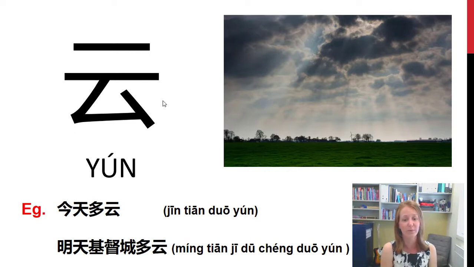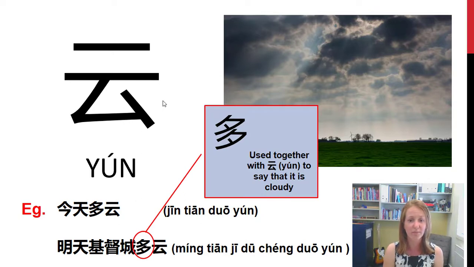Another example, 明天 Jiducheng duo yuan. Jiducheng is the word for Christchurch. So the sentence is saying that tomorrow Christchurch is going to be cloudy. This duo is used together with yuan to say that it is cloudy. We don't use yo like the other ones. We use duo yuan.